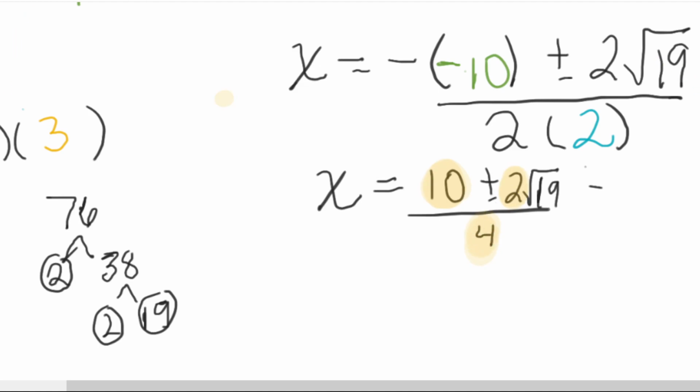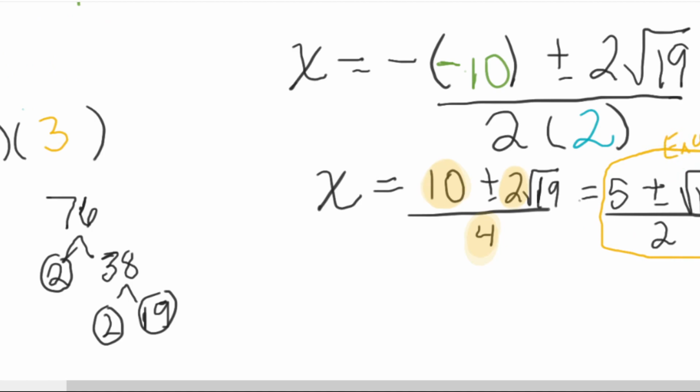All right, so I'm thinking between 10, 2, and 4, what can I divide out? Well, they're all even, which means they're all divisible by 2. So 10 divided by 2 is 5. 2 divided by 2 is 1, so I just call that 1 root 19, which is root 19. And 4 divided by 2 is 2. And that gives me this. This is the exact solution.